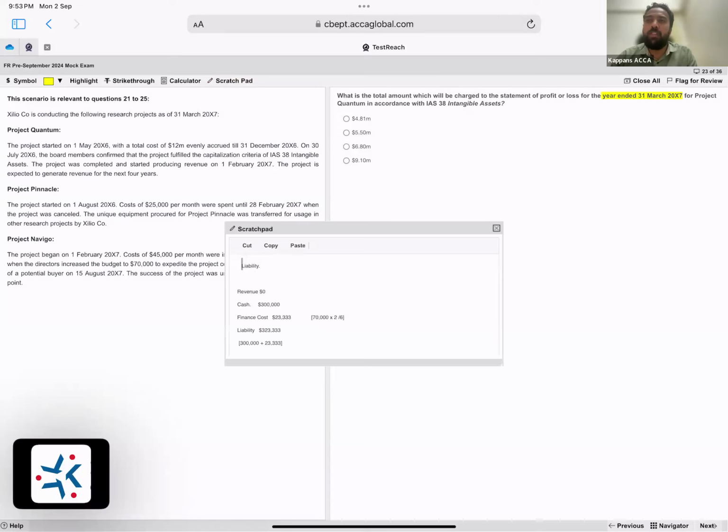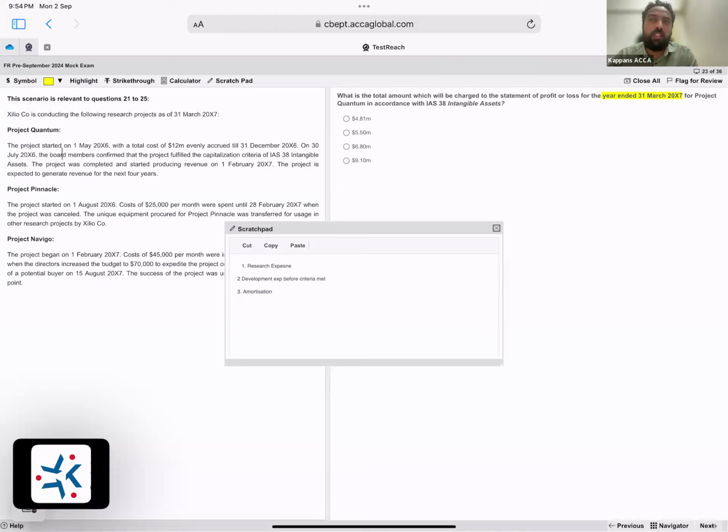You know the amount that will be charged to profit and loss account with respect to intangible asset are basically three things. One, research expense will be shown in profit and loss account. Two, development expenditure before criteria met. Development expense before criteria being met. And the third one is amortization. So now let's read the question.